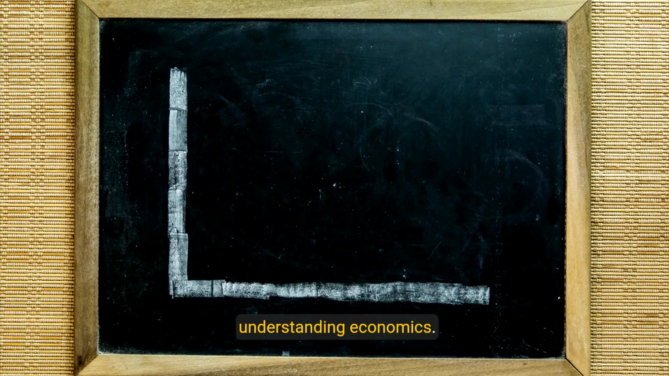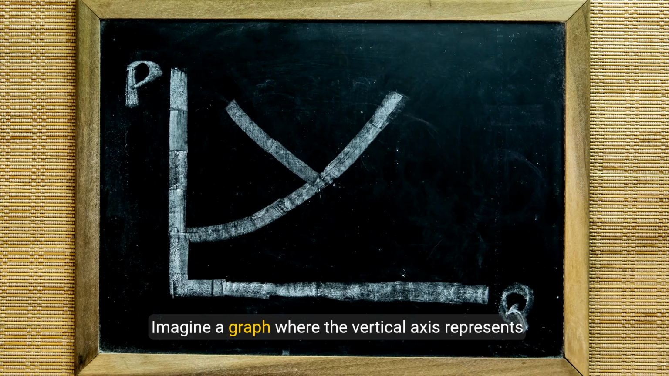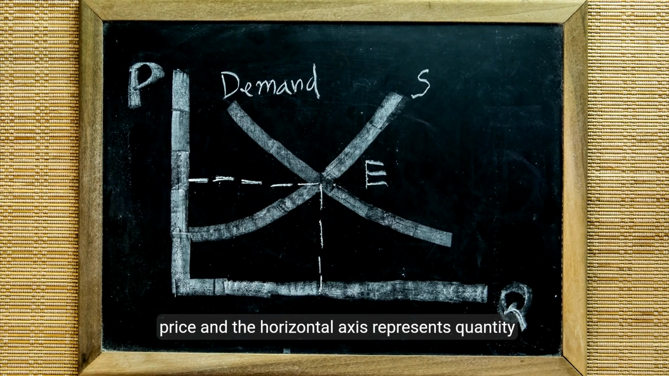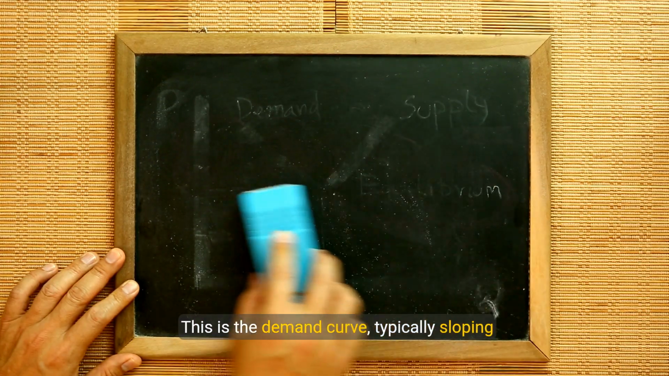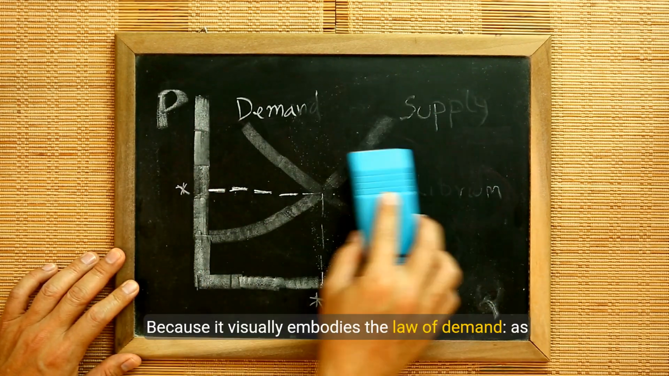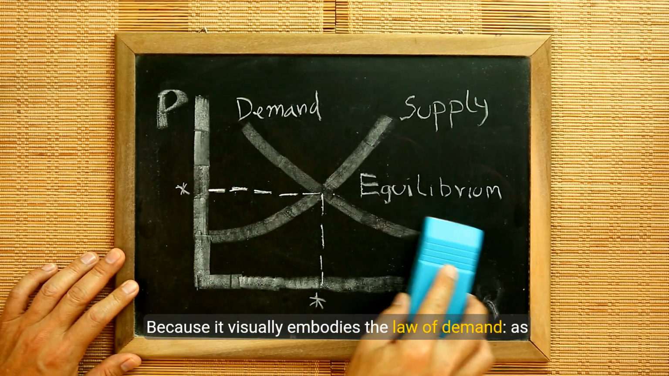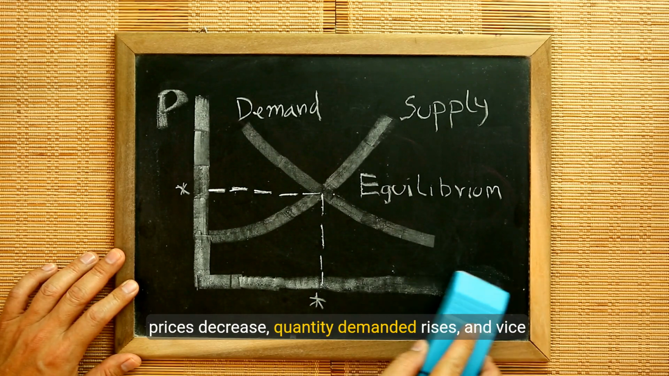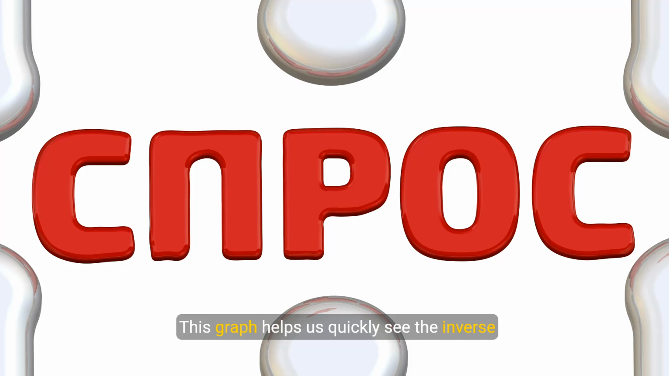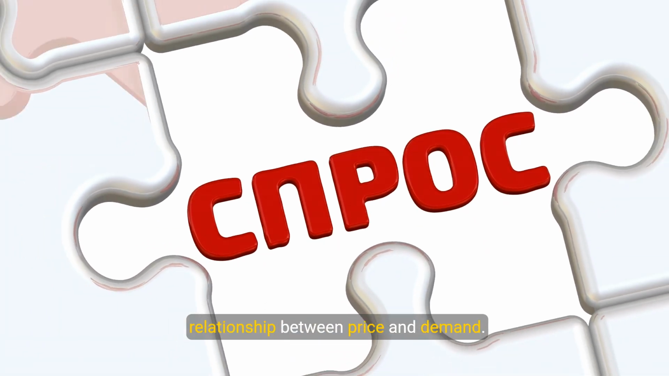Let's explore the demand curve, a crucial tool in understanding economics. Imagine a graph where the vertical axis represents price and the horizontal axis represents quantity demanded. This is the demand curve, typically sloping downward from left to right. Why? Because it visually embodies the law of demand. As prices decrease, quantity demanded rises, and vice versa. This graph helps us quickly see the inverse relationship between price and demand.